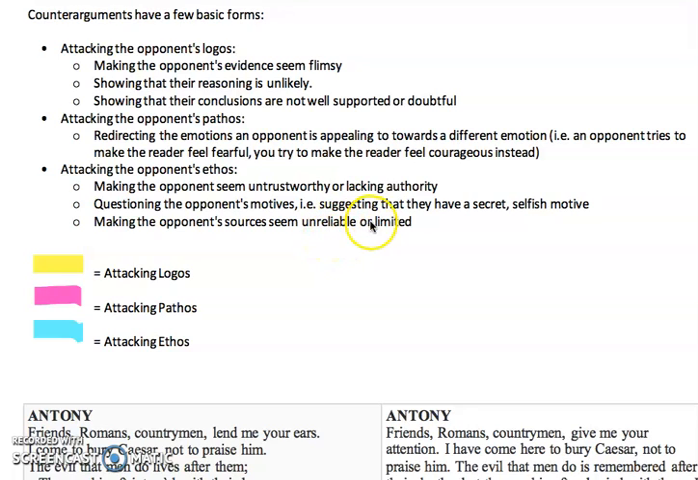Or likewise, you can just attack their sources as being too limited, similar to what we were doing with logos, by saying that these sources are just very small in perspective and they don't take into account enough stuff to be authoritative.